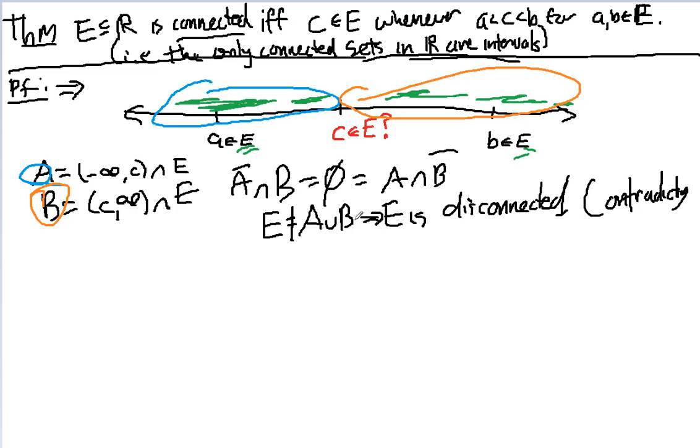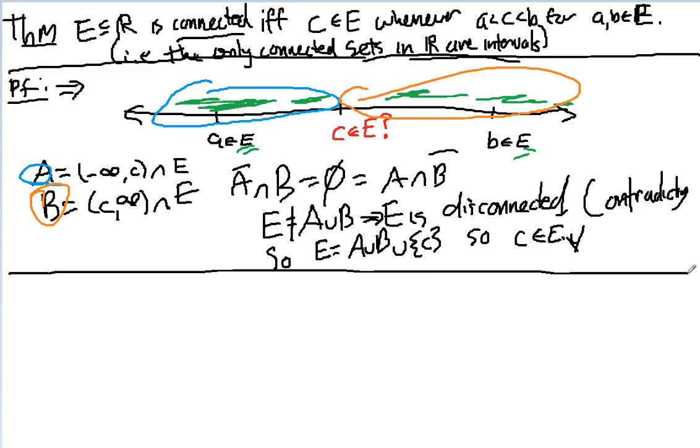And how could it not be? Well, A union B includes everything to the left of C and everything to the right of C. So the only possible thing is that E must be equal to A union B union C, because that's the only possible thing missing. So C belongs to E, which is exactly what we want to prove. It's supposed to be a check mark.